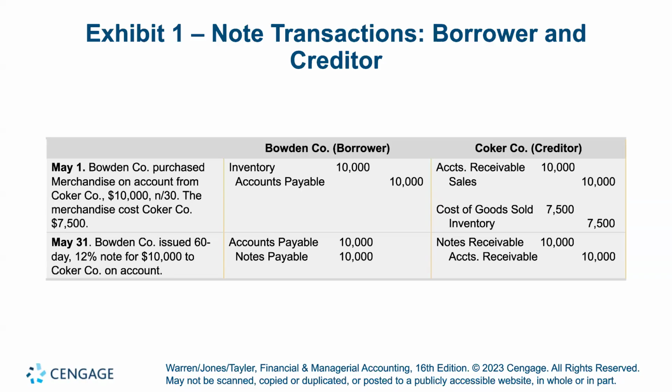Anyway, so Bowden issues a 12% note. So they're going to do accounts payable, they owe 10,000, and notes payable, because here they're paying off the accounts payable with a note. So their note increases and the accounts payable goes down. Remember, payables are liabilities, which have a normal balance on the credit side. So when we do those entries, we're going to be crediting notes whenever we borrow money.